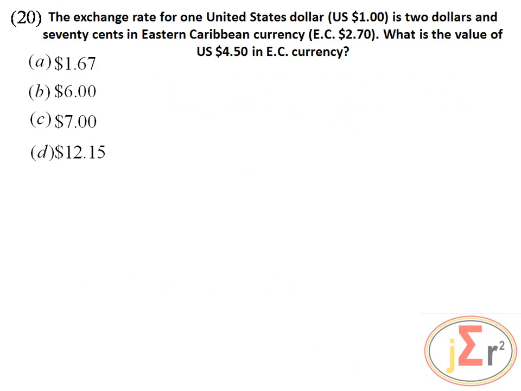The exchange rate of one United States dollar is $2.70 in Eastern Caribbean currency, and we have that represented right there in brackets. What is the value of US $4.50 if we convert that to EC currency?